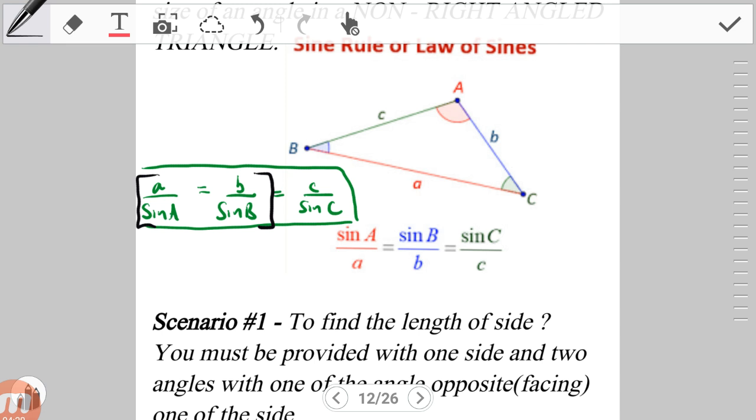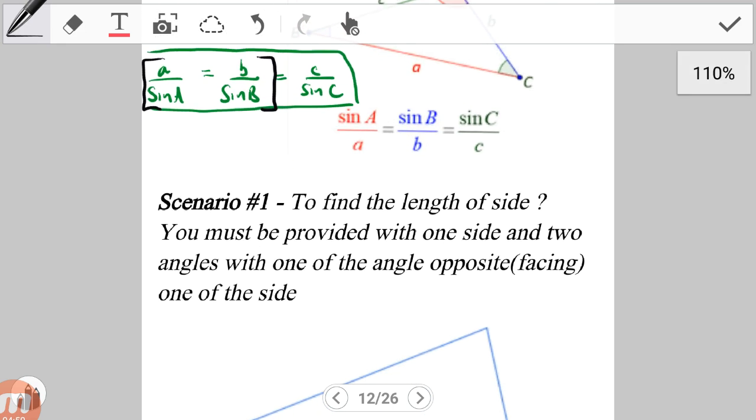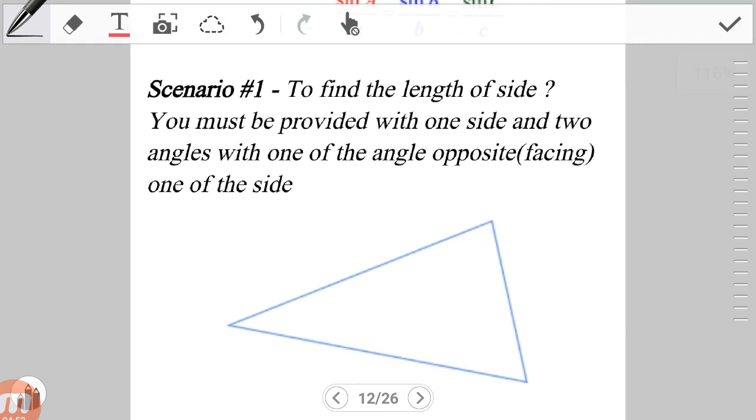Please note that your diagram may not necessarily be labeled A, B, and C. It may be labeled with different letters. Hence, we are going to be the ones who assign small a and capital A to the necessary angles. Now, let's have a look at the first scenario.